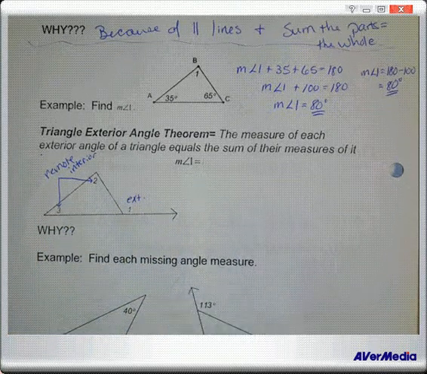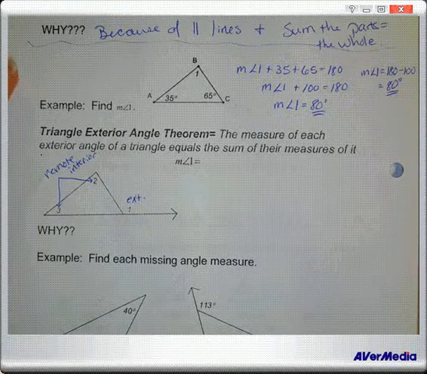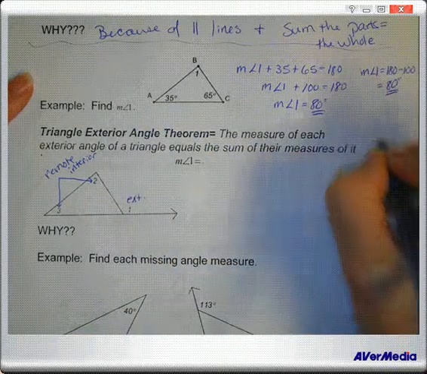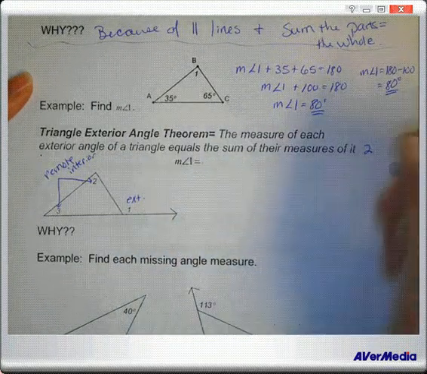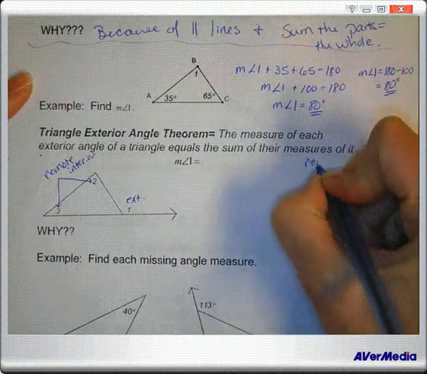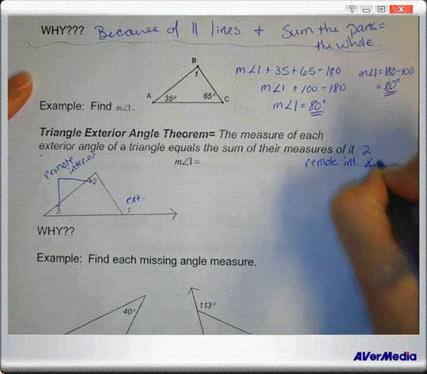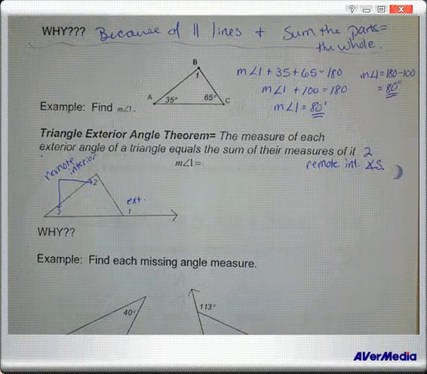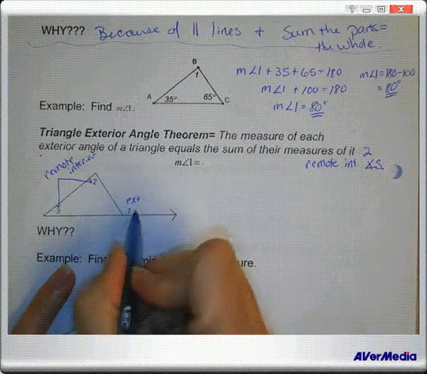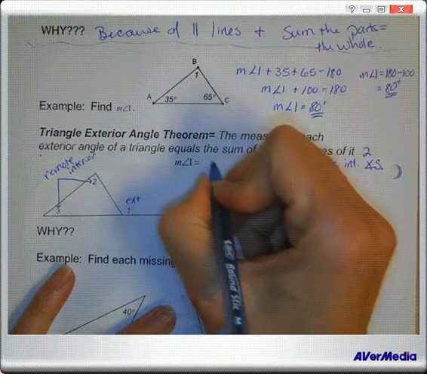two remote interior angles. I'm trying to figure out where's the best place to put this. I think we're going to do it right here. Two of its remote interior angles right here. So it's the sum of those two. Now, which ones am I talking about? What I'm saying here is this exterior angle is the sum of angle 2 and angle 3, the ones that are farthest away.